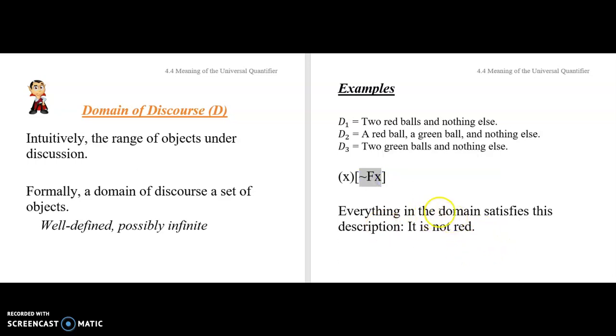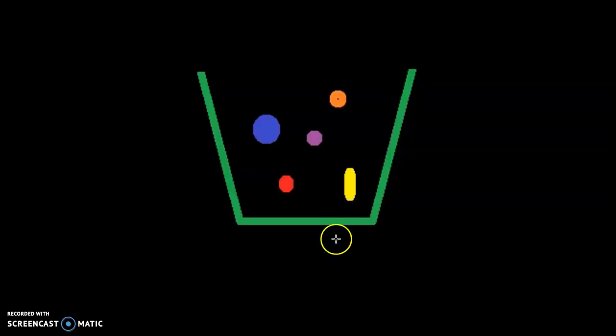One thing I like to do with students is ask them to think about it this way. Sometimes I talk about this as Santa's bag. This green thing here is like a bucket, or Santa's bag, and you don't necessarily know what's in it, but there's a bunch of stuff in it. So you've got a blue thing here, a purple thing here, an orange thing here, a red thing there, and a yellow thing there.